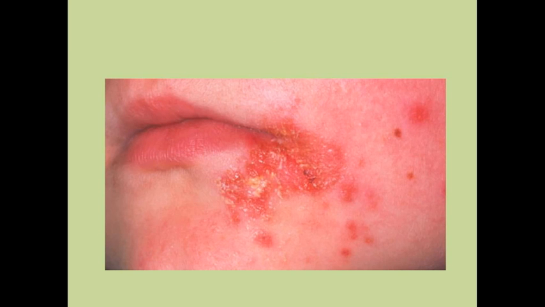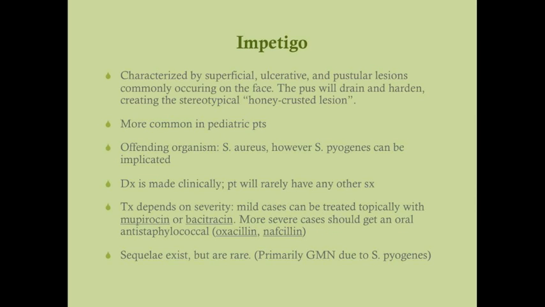And what is this? So let's say this is a 12-year-old boy, 10-year-old boy. Mom brings him in, worried that he's getting acne. What do you say? You say that this is impetigo. So impetigo is characterized by a superficial ulcerative pustular lesion. Sometimes there's multiple of them, and they most commonly occur on the face, but they can occur on the extremities and the rest of the body as well.